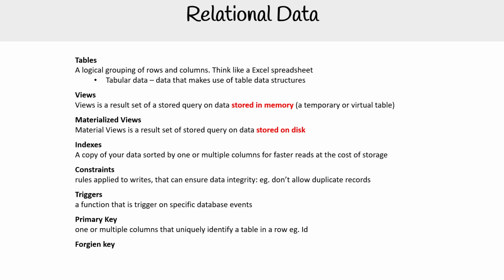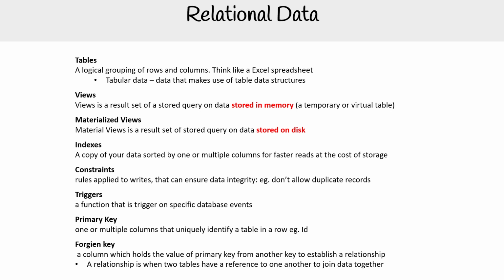A foreign key is a column which holds the value of a primary key from another table to establish a relationship. Very commonly, it's just the name of the other table with underscore ID. So a relationship is when two tables have a reference to one another to join the data together.